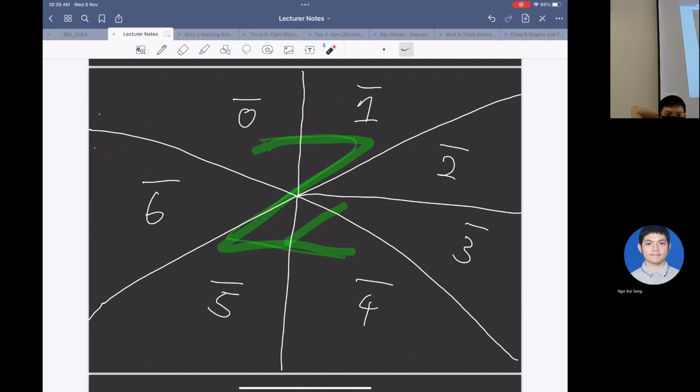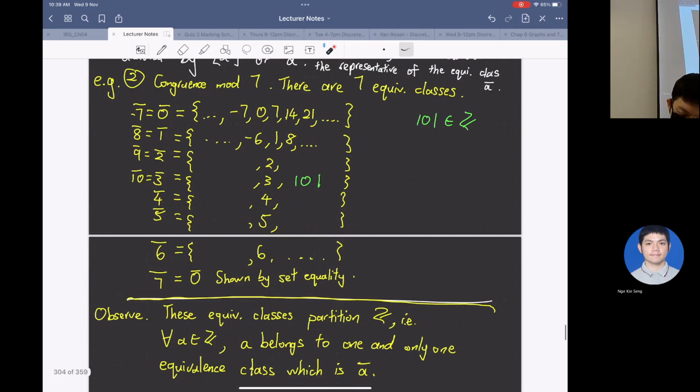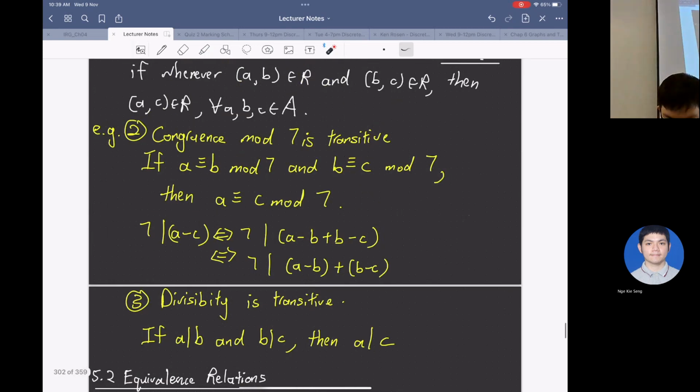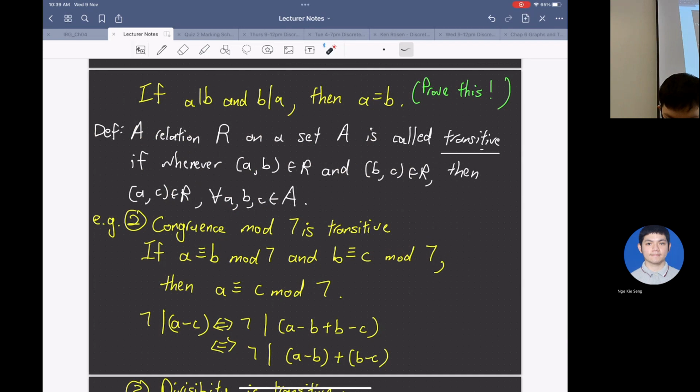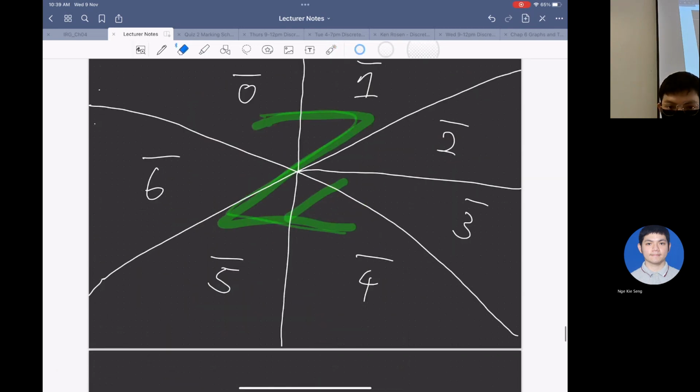Maybe one question for you. Divisibility is not an equivalence class, right? Just one example.